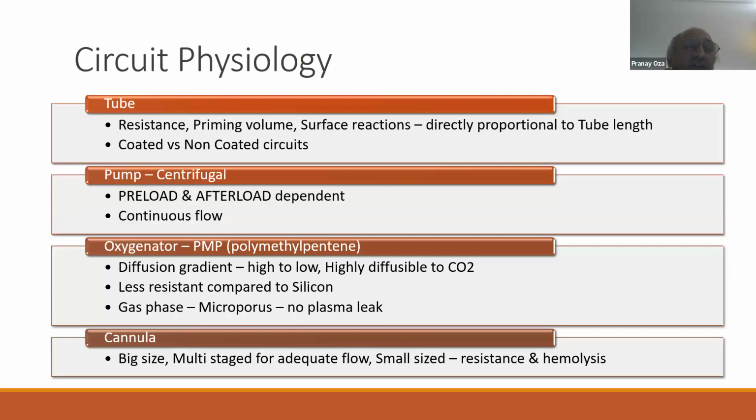Basically, in circuit physiology, the tube determines the resistance, the priming volume and the surface reactions, and that is directly proportional to the tube length. If the tube length is more, it will increase the resistance, the priming volume, and the surface reactions. You have to always keep that in mind. If you have an unnecessarily long tube, it is going to create a problem.